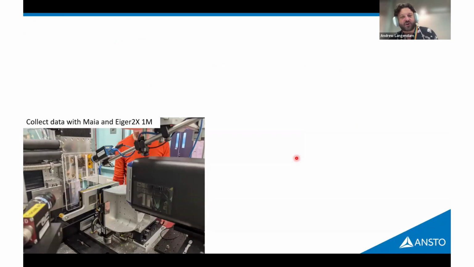And then this brings me on to microdiffraction. I know I'm slightly running out of time here, but hopefully I'll get to the end. This brings us on to microdiffraction.